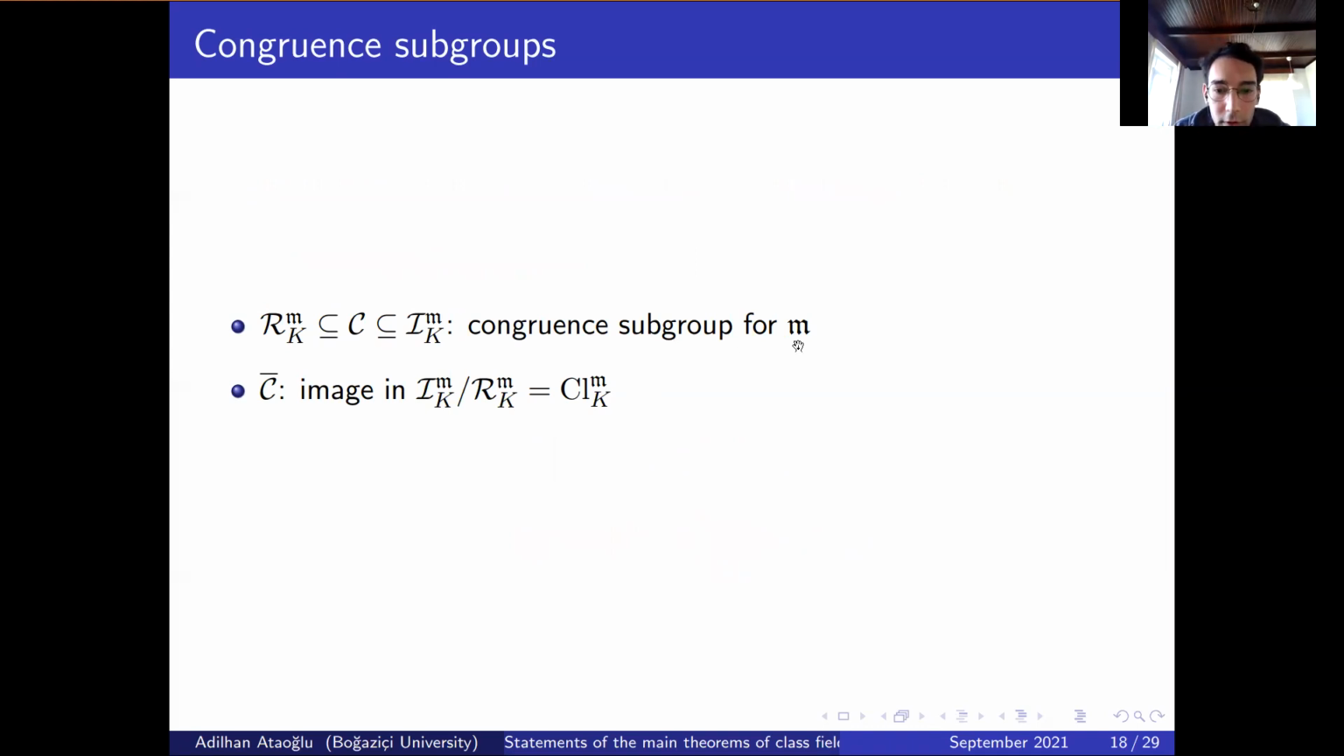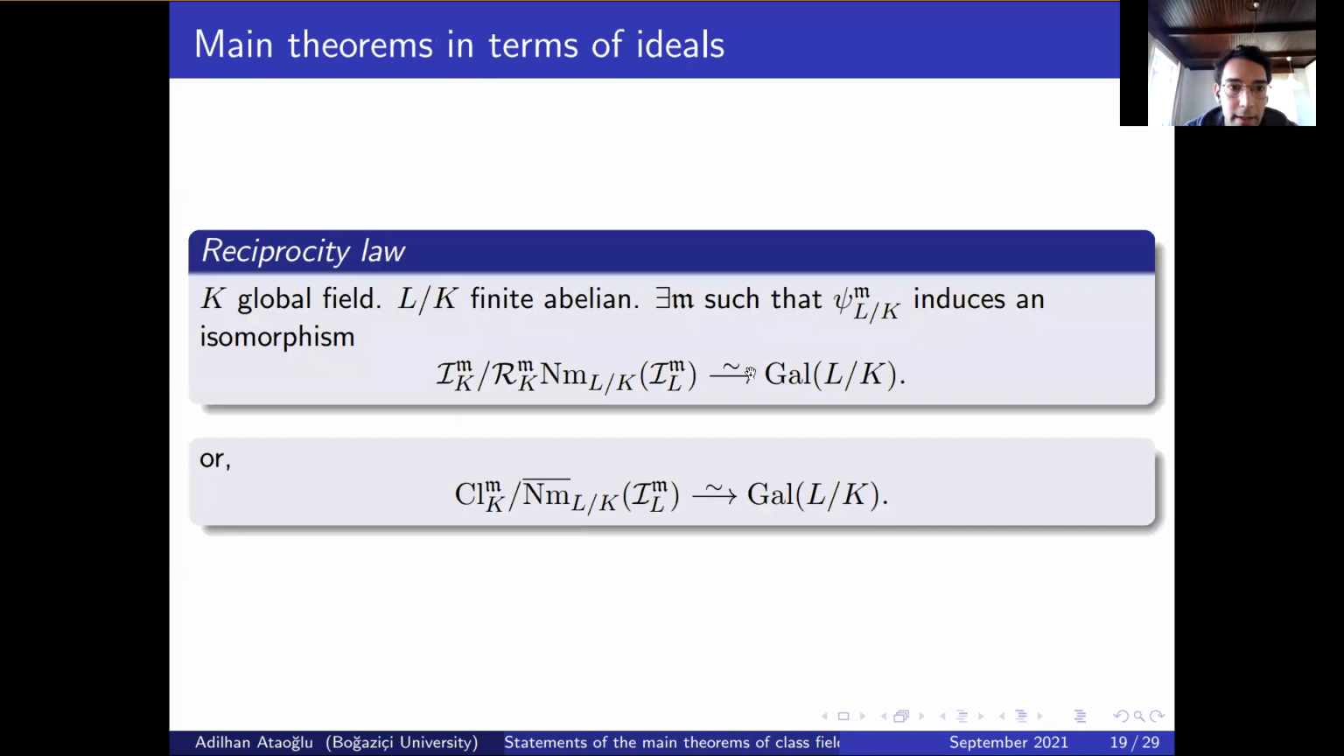And we have one last definition before the theorems. A congruence subgroup for the modulus M is a subgroup of I_M^K such that it contains R_M^K. Now, the first main theorem, for the ideal theoretic part, is the reciprocity law. Let K be a global field, and take a finite abelian extension L over K. Then there exists a modulus M such that the Artin map for this modulus M and this extension gives an isomorphism between these two groups.